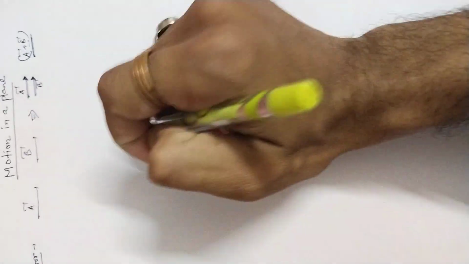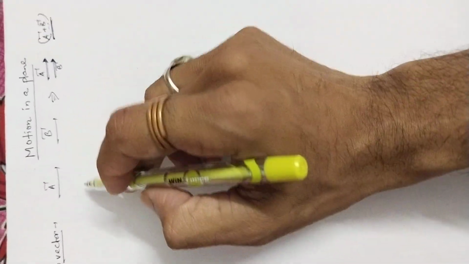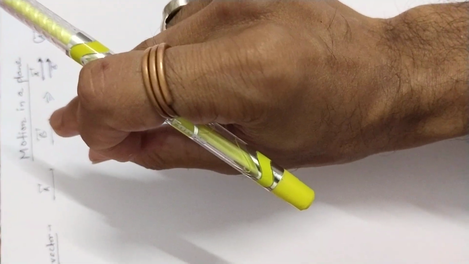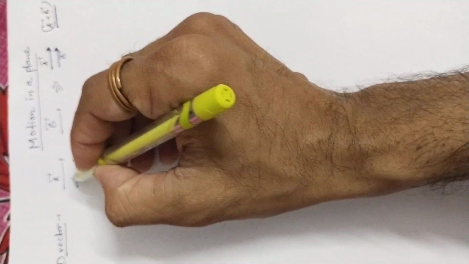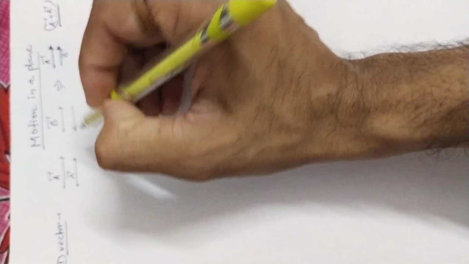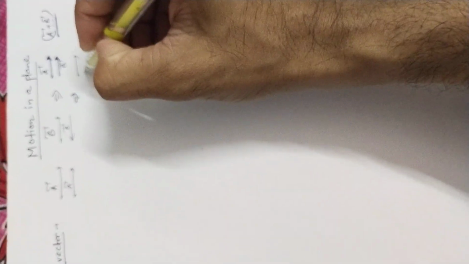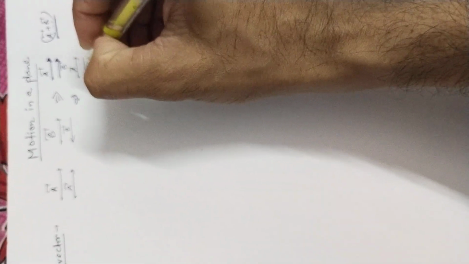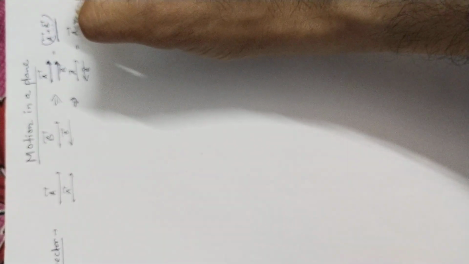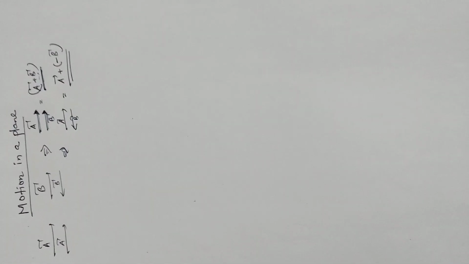Okay, the same vectors, but if I change the direction, what will happen? Please see vector A and vector B. We can write vector A and vector B equals vector A plus minus vector B. Sir, how does it work?